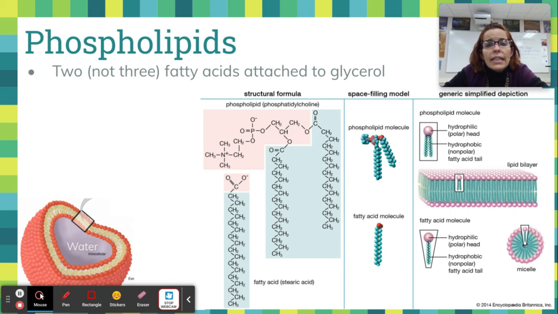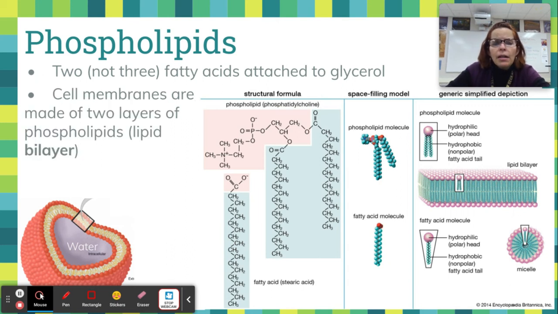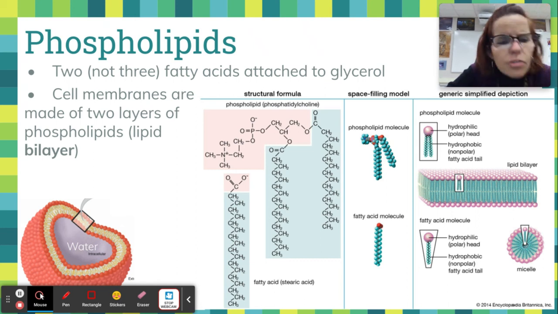Phospholipids are attached to glycerol also, and they are the main components in cell membranes, wickedly important for all living things on this planet. So cell membranes are made of 2 layers of phospholipids, and you can see this image here, and I wish you could look at it really close, so maybe scooch in and look at it really close, but those are the phospholipids.